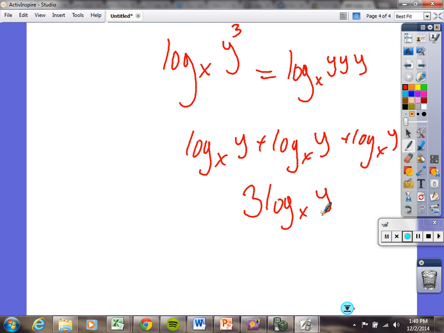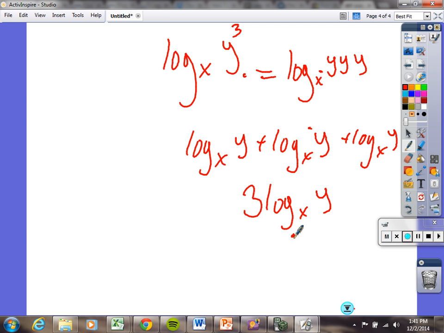Okay? Now, instead of having to go to this step, to this step, to this step, to this step, instead of being a 4-step process, what's the rule? If you ever have something raised to a power, you can just bring it out as multiplication.